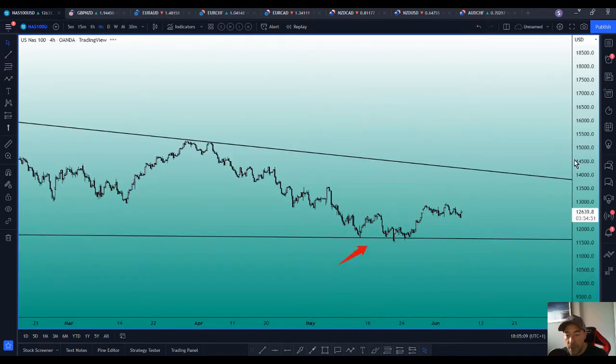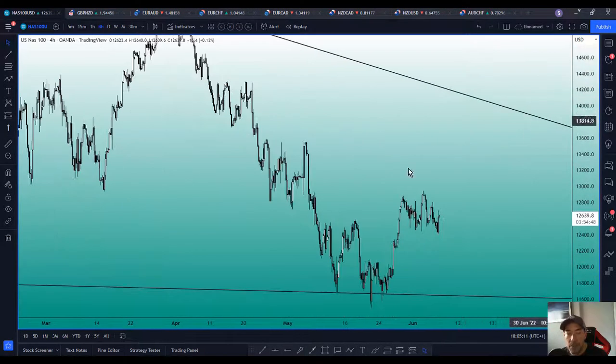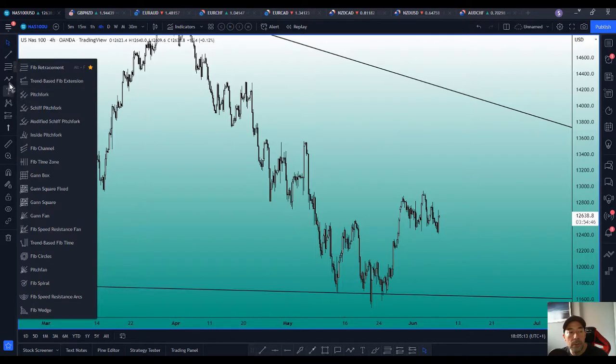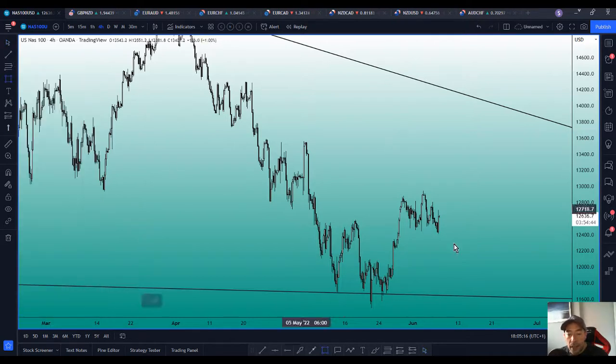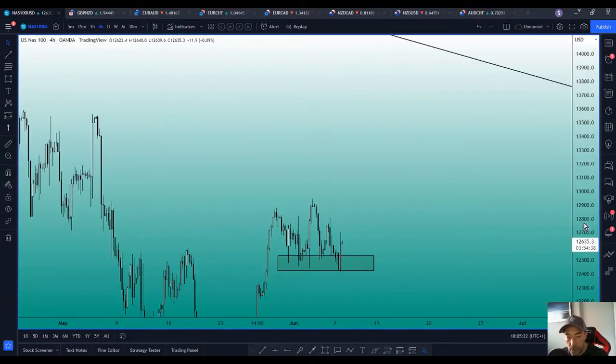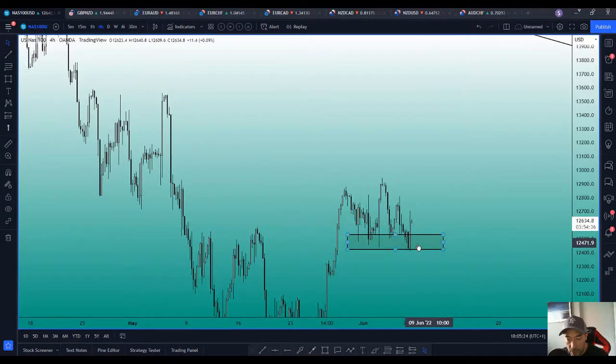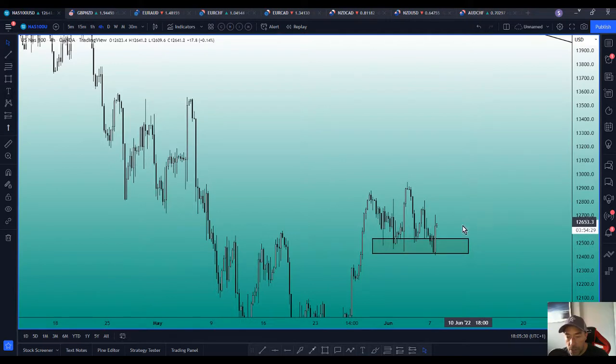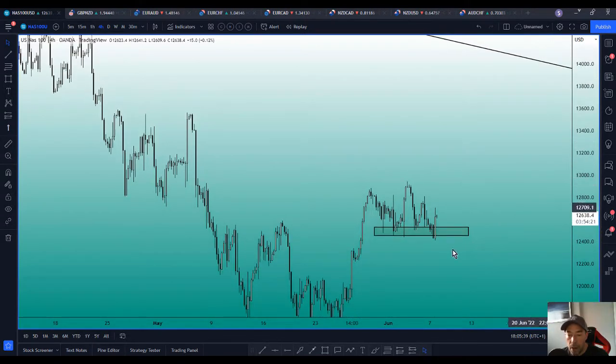On a smaller time frame though, you can see that it is finding support in this zone here. So a nice little area on a smaller time frame to buy from. And you can see it came into this zone here, nice big 4-hour candle. So if you were looking at that zone, or you had your alert set, that would have been a lovely place to buy from.